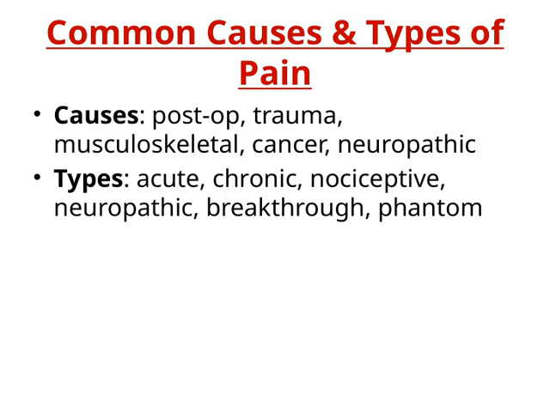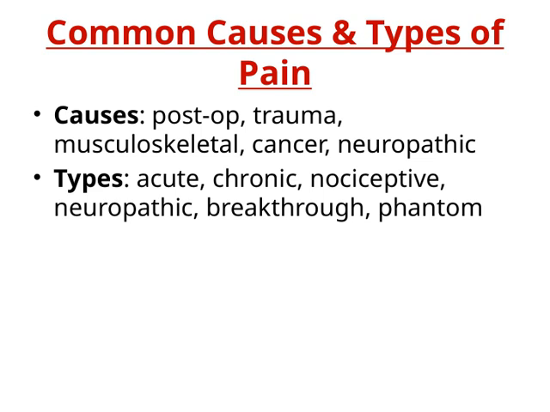Now let's take a closer look at the common causes and types of pain. When we talk about causes, we're referring to situations like postoperative pain, which occurs after surgery, or trauma, such as injuries from accidents. Musculoskeletal issues, like joint or muscle problems, are also frequent causes. Additionally, cancer-related pain and neuropathic pain, which results from nerve damage, are important categories to understand. Recognizing these causes helps us tailor effective pain management strategies.